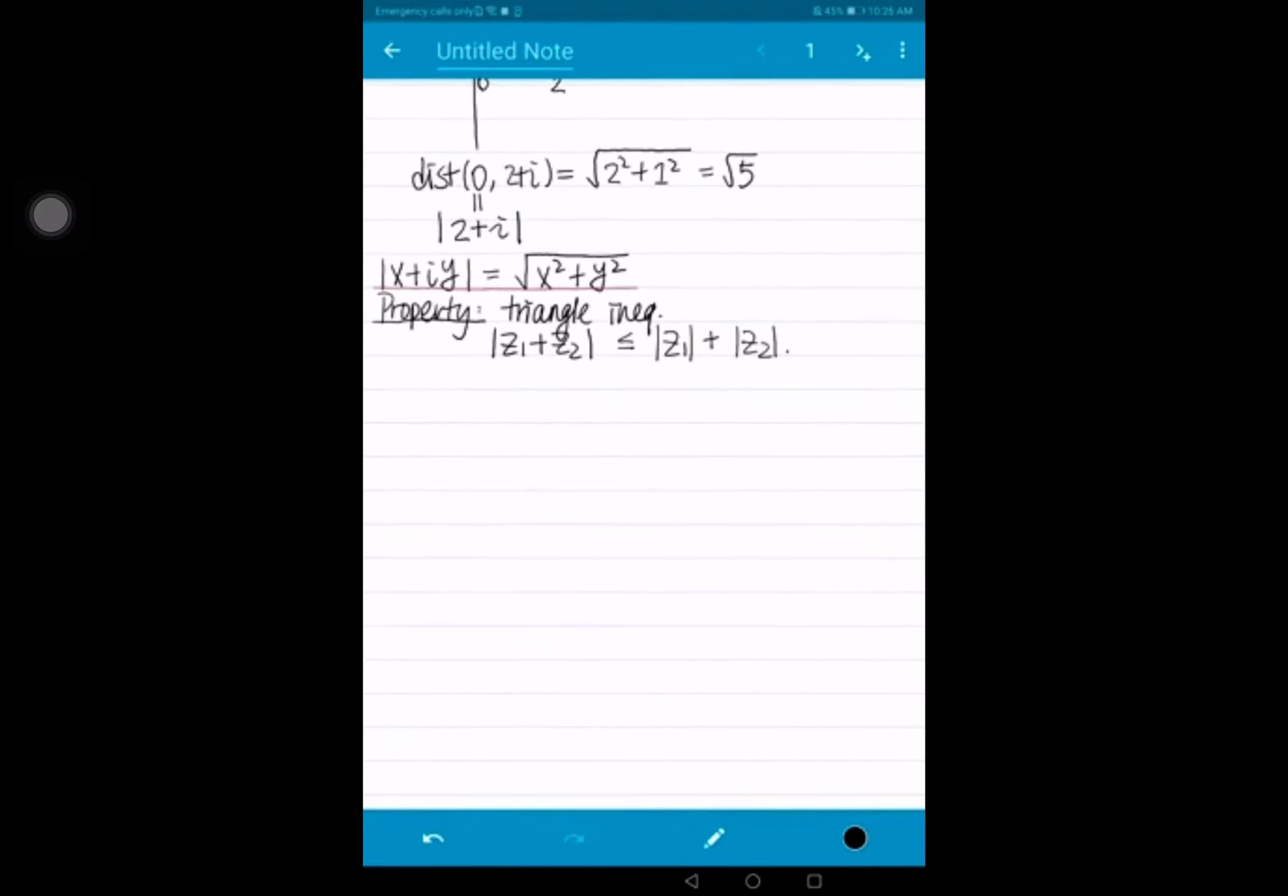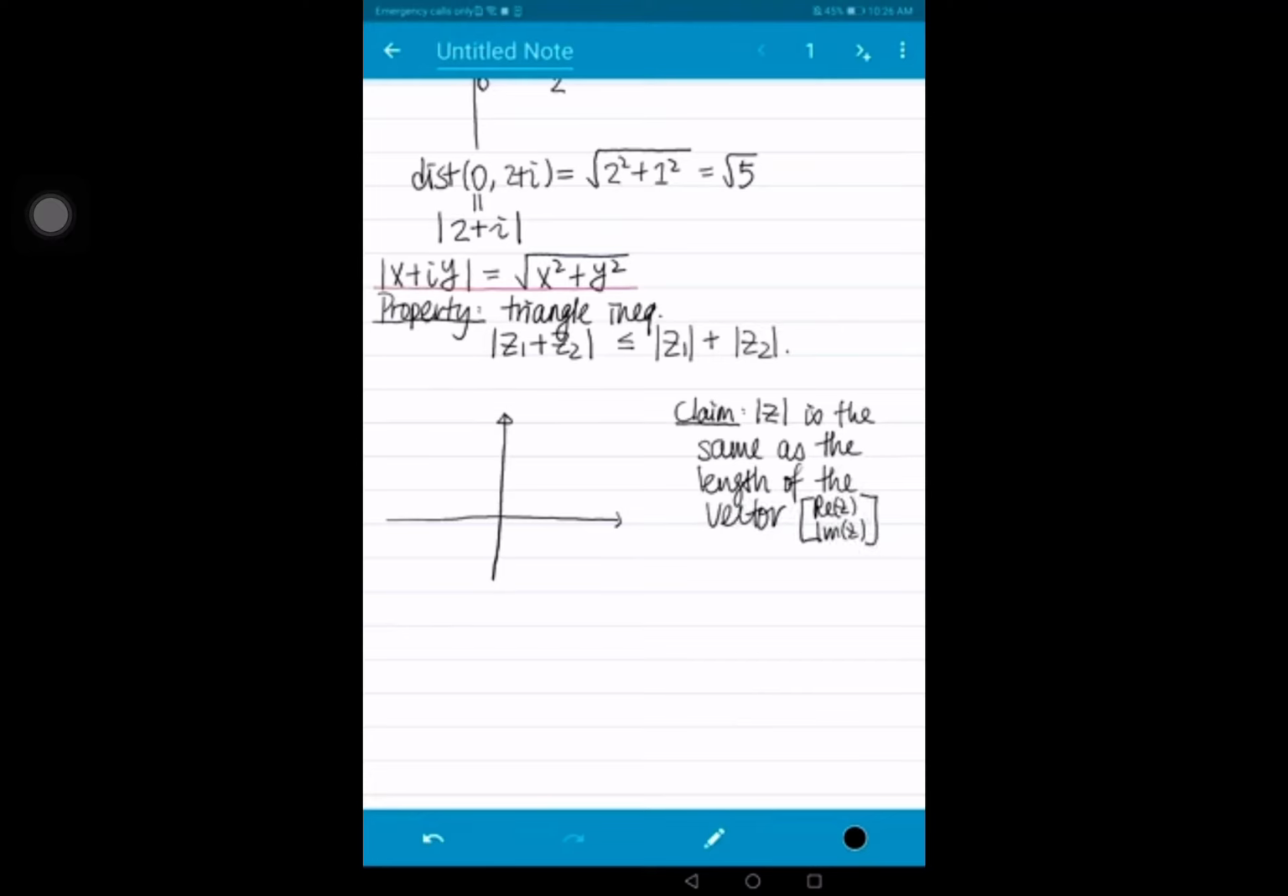So I will draw you a picture. And before I draw you a picture, let's make the following observation. So the claim is that this absolute value is the same as the length of the vector in R2. So this absolute value is the same as the length of the vector, real part of z and imaginary part of z, or you can write it as (x, y), so this is a vector in R2, where R2 is a vector space, right? So how do I do this?